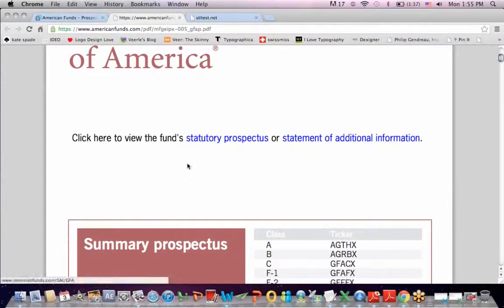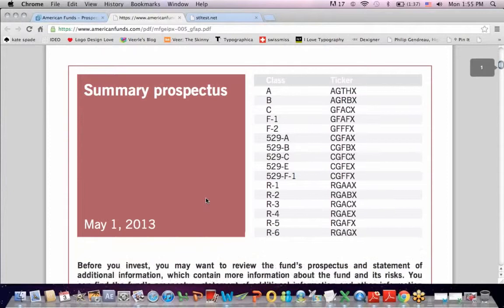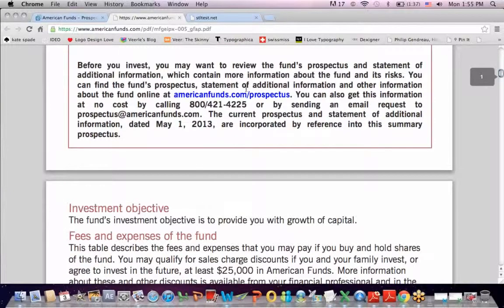And it says here that you can click to view the fund's statutory prospectus or statement of additional information, because we changed in the brokerage business years ago to sell mutual fund products with shorter, easier to understand prospectuses, with the hope that investors would read them if they were a little shorter, more clear, and easier to read. I'm going to skip through the classes for a minute. It does tell you at the bottom where you can get other information both by the web and by a phone number.